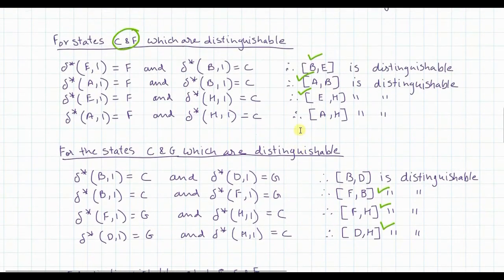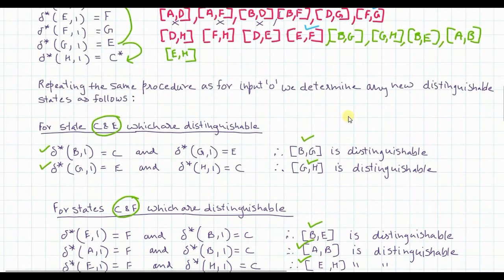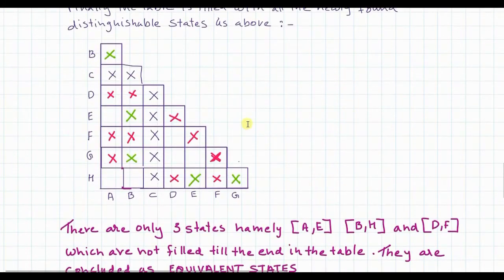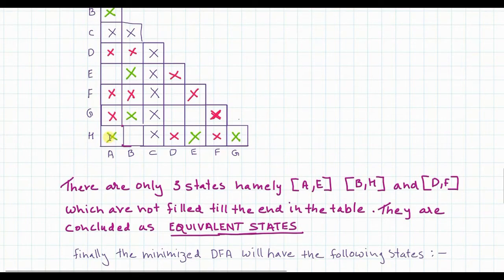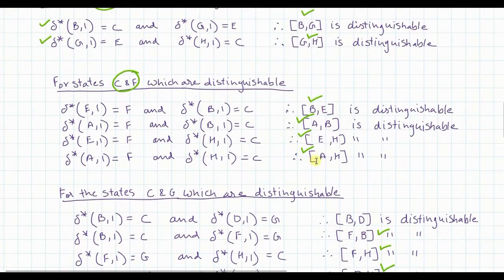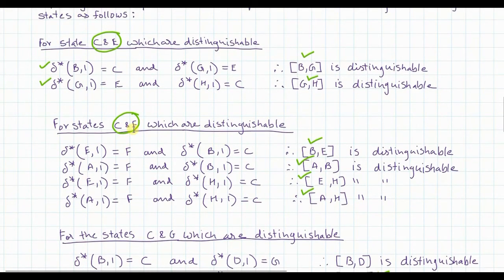Then similarly, the fourth combination we have is A comma H, that is also a distinguishable state. So I'll be adding A comma H here, and that cell I will be marking with X. A comma H is not possible. H comma A is possible. So I am going to mark H comma A. So far these four new distinguishable states are found for the existing C comma F pair.